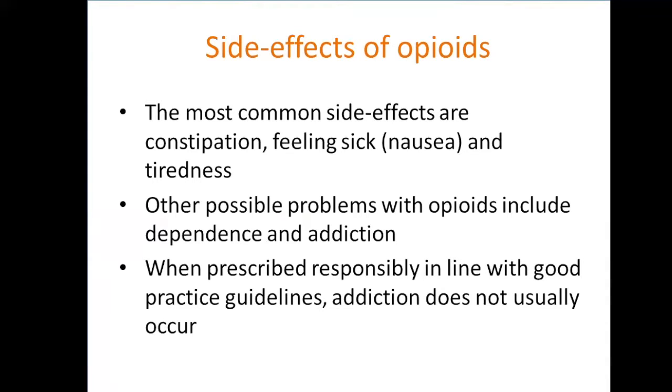So the side effects of the opioids, the most common is the gastric side effects, so constipation, feeling sick, some people do actually vomit, drowsiness, and because they're acting in the brain, they're working in the centres that make us feel good. There can be issues with dependence and addiction, but when prescribed properly, addiction is usually not such a problem.